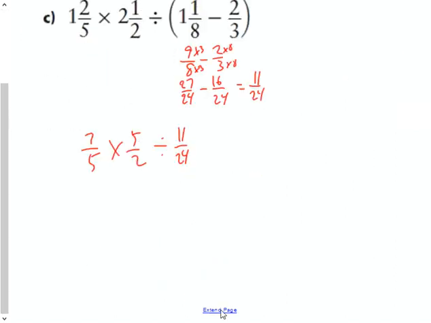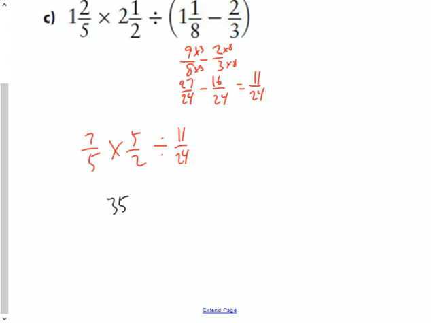So now that I have this, I have only multiplication and division, so I'm going to do them in the order they appear. First one I'm going to do is 7 over 5 times 5 over 2. If you don't cross reduce, you're going to get 35 over 10, but if you do cross reduce, you're going to get 7 over 2. I'm not going to cross reduce because some people aren't doing it, and I need to show you what your answer would be if you didn't cross reduce.